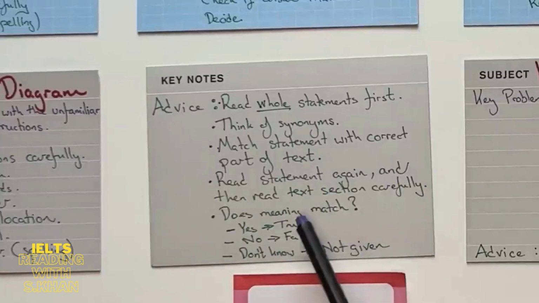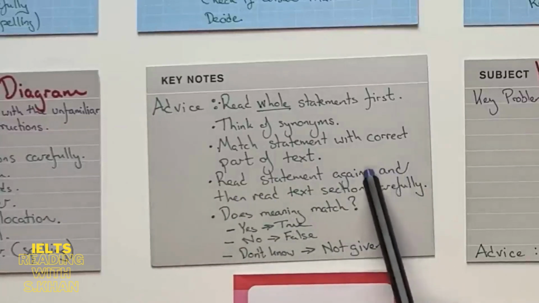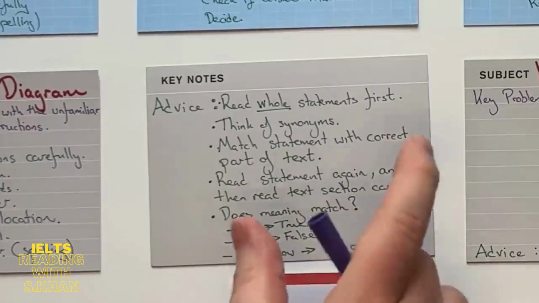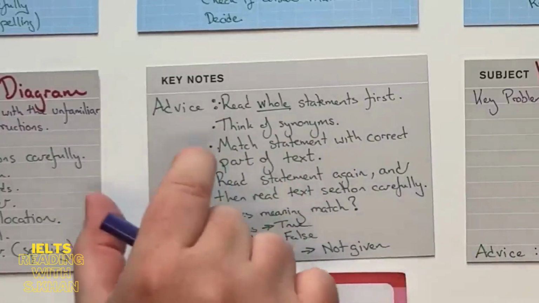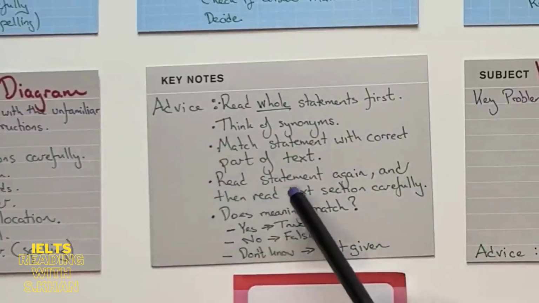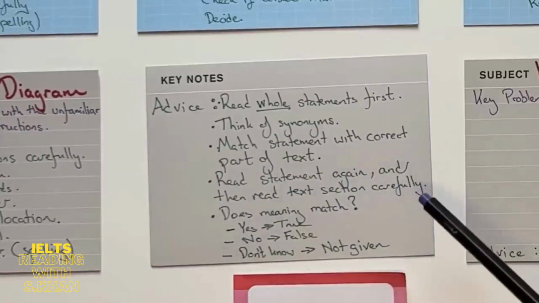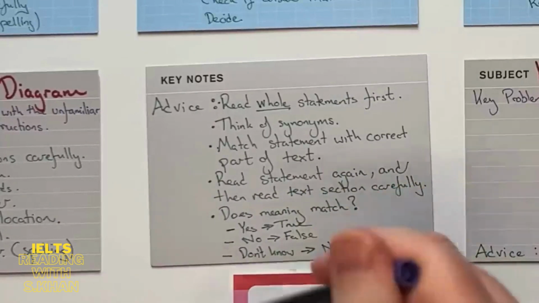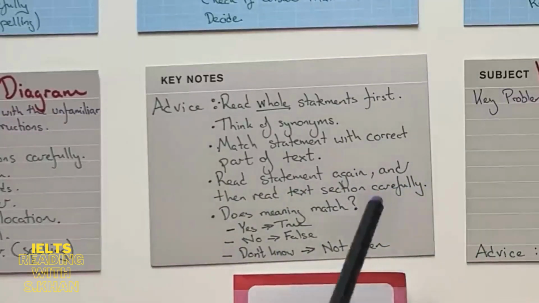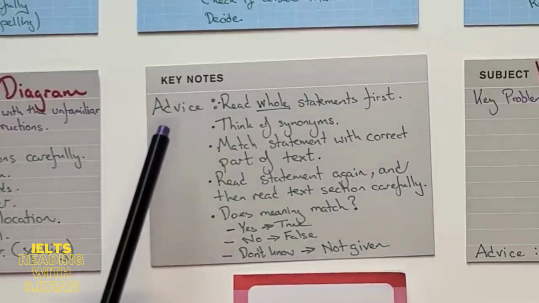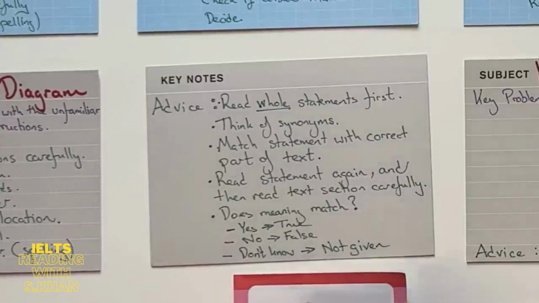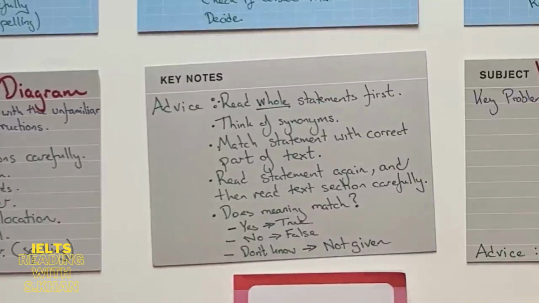So once you find the location, read the statement again. So go back to the statement. You find your part of the text, you have your statement, and then read the text section carefully. So don't just find the part of the text and look at the statement and then immediately go, oh, that's true or that's not given. Calm down, read the whole section carefully.